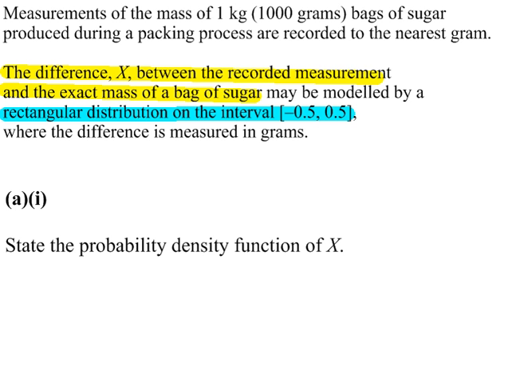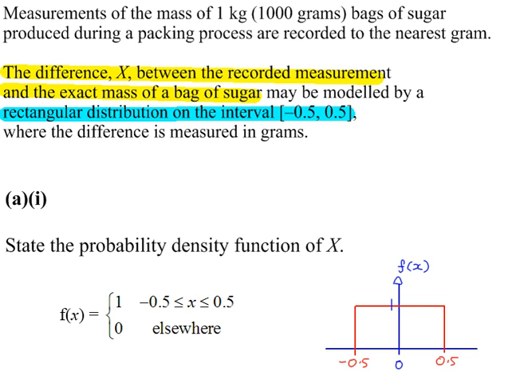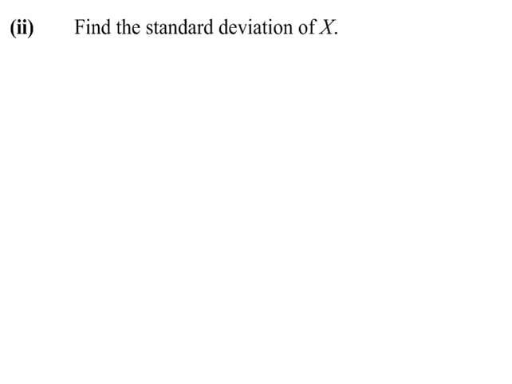So first part, state the probability density function of x, which is this. Here's the rectangular distribution from minus a half to plus a half. The width is 1, so the height has to be 1 to have an area of 1. That's why this value here is 1. To find the standard deviation, just referring to the formula for the standard deviation will give us 0.289.